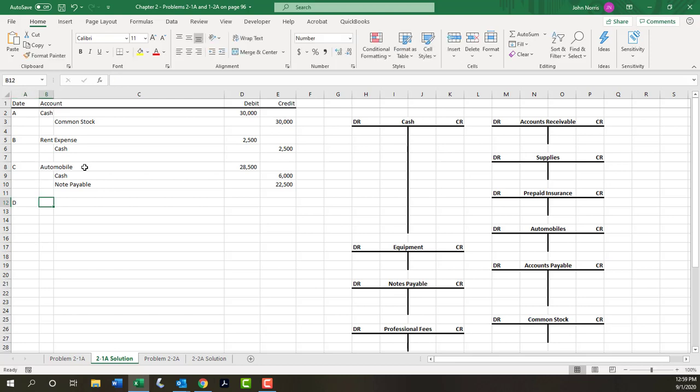D, purchased office and computer equipment, so equipment, on account for $8,000. So $8,000 in equipment, an asset, and $8,000 in a liability for accounts payable. E, paid cash for supplies. We paid cash for $2,100.